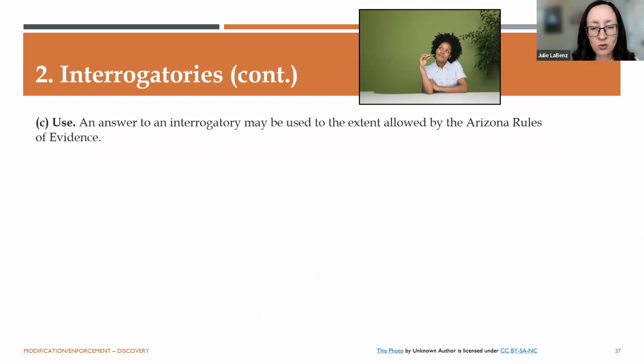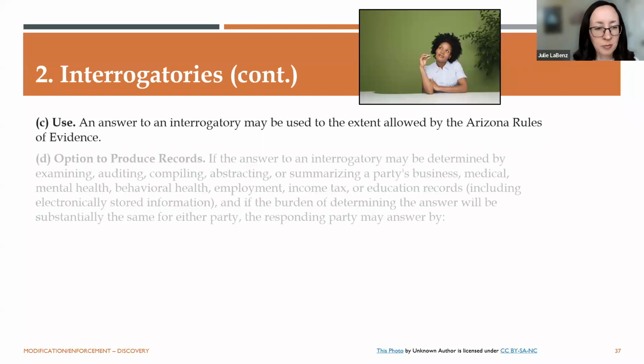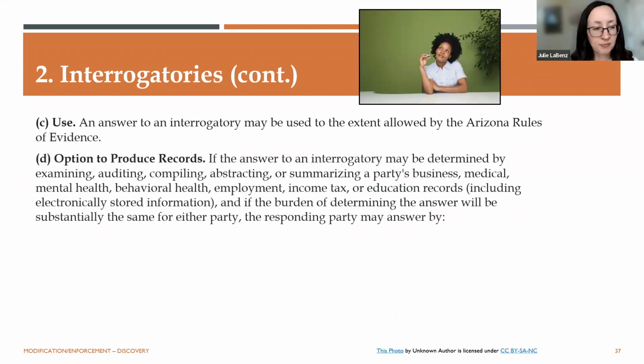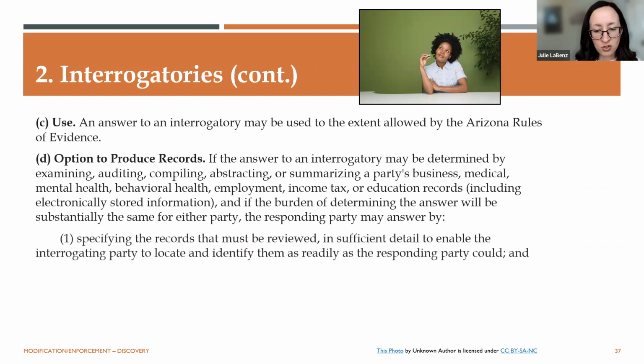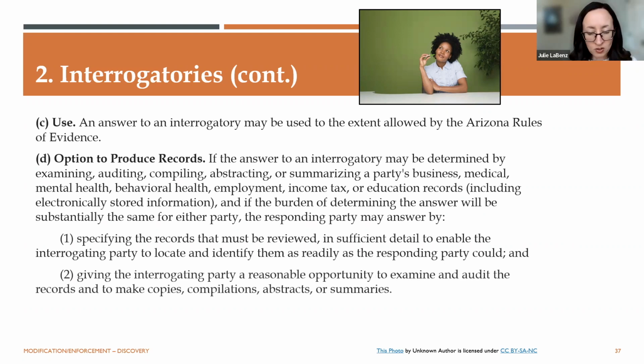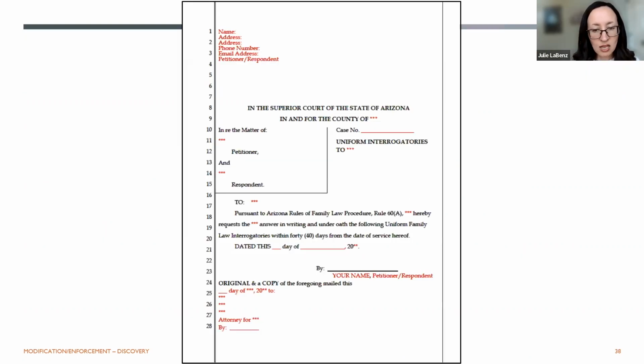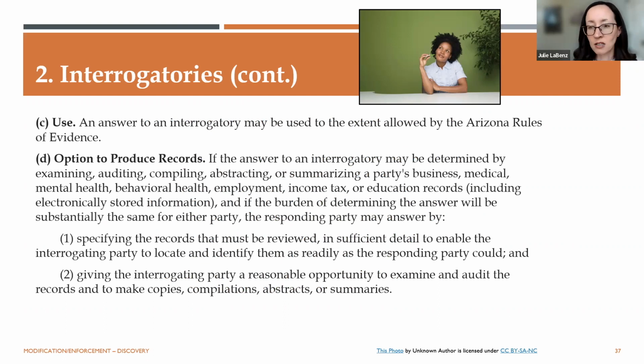An answer to an interrogatory may be used to the extent allowed by the Arizona Rules of Evidence. So once you receive the answers to the interrogatories, that can be used in court as a trial exhibit as under oath testimony. And then if the answer to an interrogatory may be determined by looking at documents, then you can just point the other side to those documents. You can specify the records to be reviewed and give them a reasonable opportunity to examine and audit the records and make any summaries of them as needed. So that's an option as well if you're getting into long, complex documents.